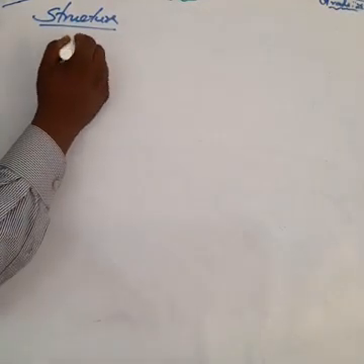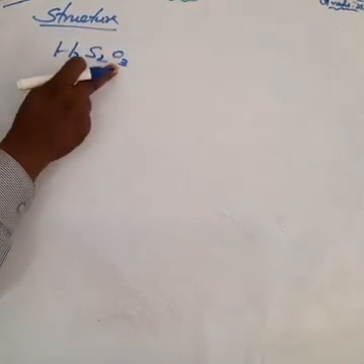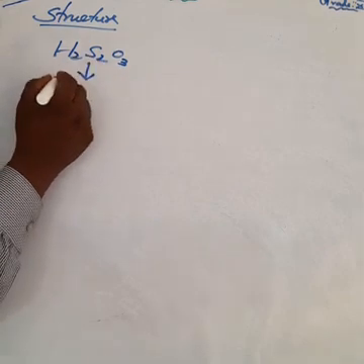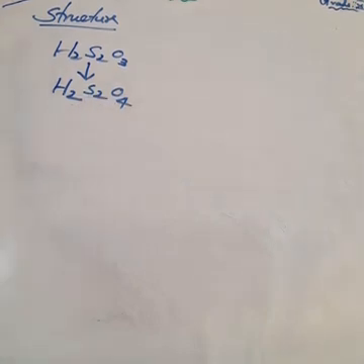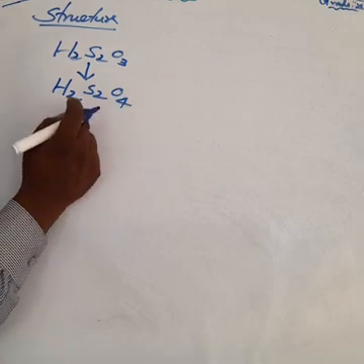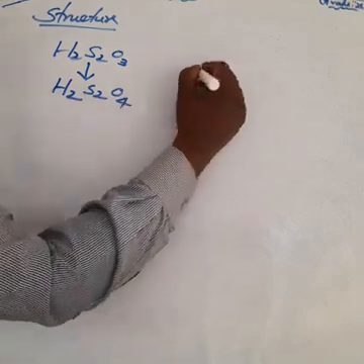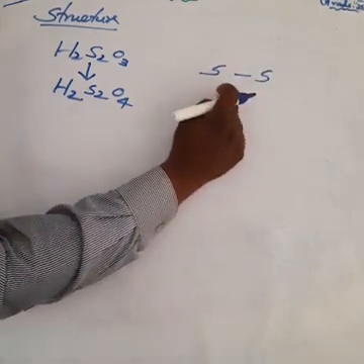Next, dithionous acid. That means thiosulfuric acid, if you are adding one oxygen, we get dithionous acid. That formula is H2S2O4. Am I right? So that is two hydrogen, two sulfur, four oxygen. First you have to write two sulfur. Sulfur, another one, sulfur. So make it one bond, sulfur bond.